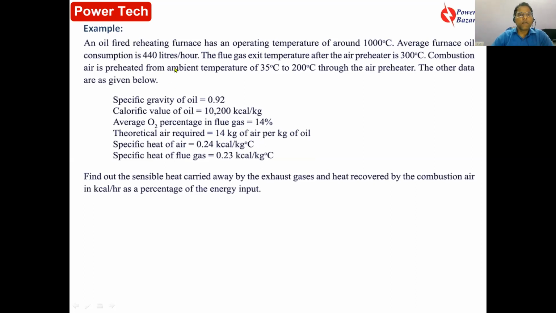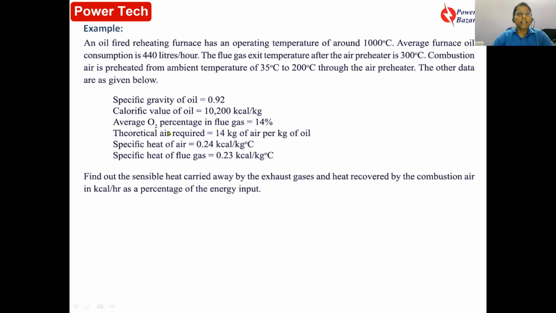Combustion air is preheated from ambient, which is given as 35, so combustion air is heated up to 200 degrees Celsius. These temperature parameters are important. Now, specific gravity of oil, you know, is 0.92. Calorific value is 10,200. O2 has been measured in the flue gas. This is 14%. Why is it required? To calculate the excess air.